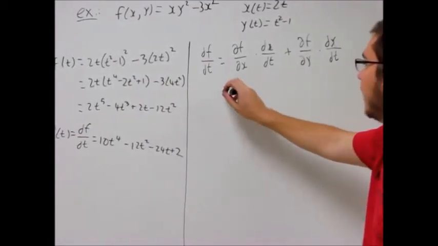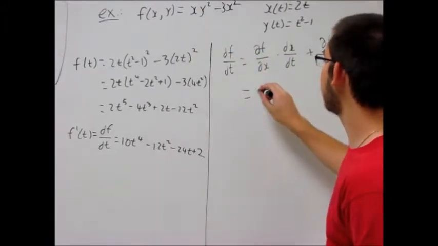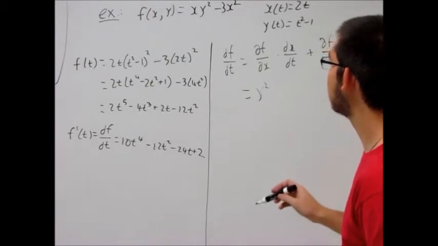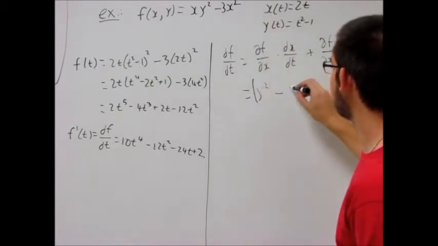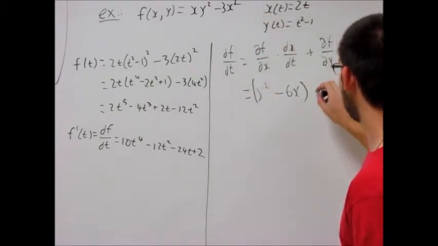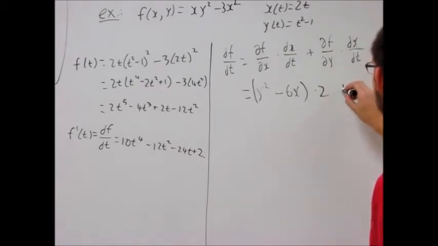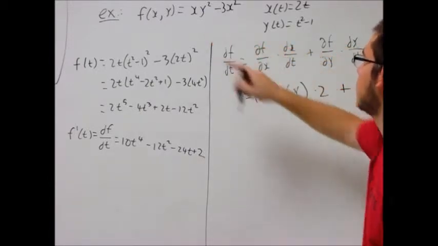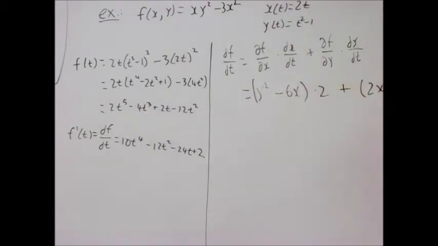So what's the partial derivative with respect to x? Well, if we just look at this function right here, this is a constant, so that's y squared minus 6x, times the derivative with respect to t of x, which is just 2, plus the partial of f with respect to y, which is equal to 2xy, and the rest is constant, so it's 0, times the derivative of y with respect to t, which would be 2t.